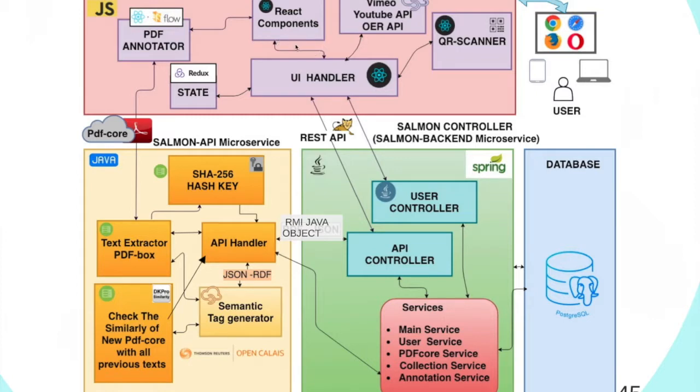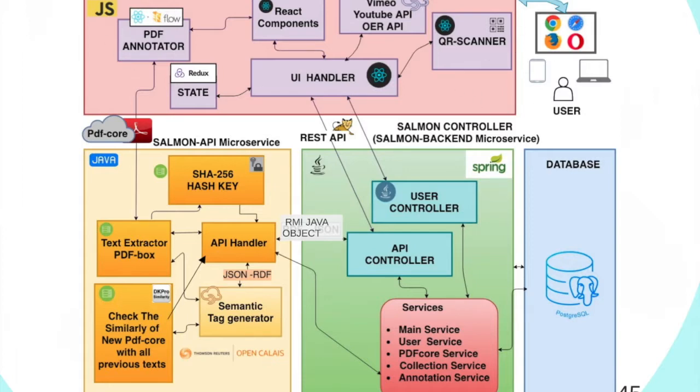For example, we have a component that connects to different resources, for example the YouTube API, via REST API, so that we can retrieve documents and multimedia from OER providers. We also have a QR code scanner, for example, that the user can use to scan the URL of the PDF core and be directly guided to the annotation environment.